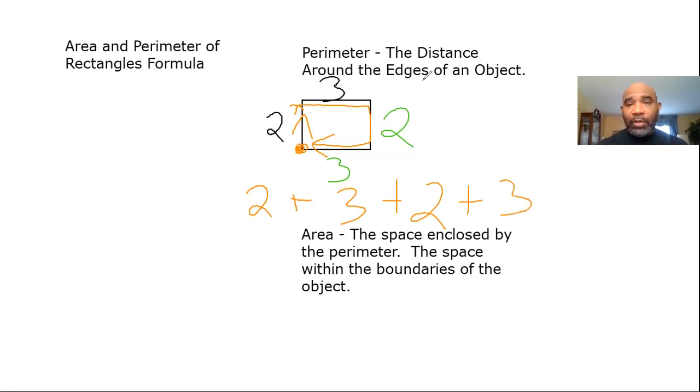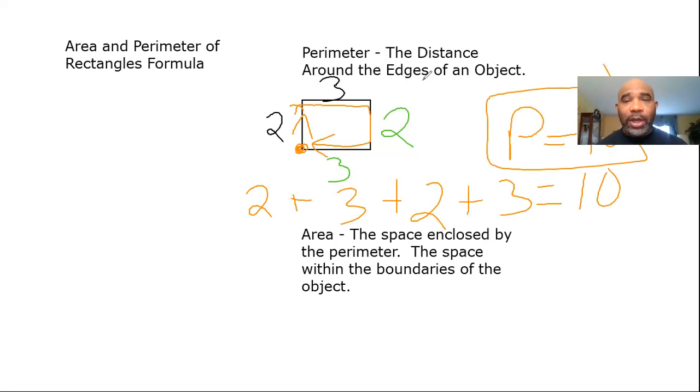So I now just add these up. 2 plus 3 is 5, plus 2 is 7, plus 3 is 10. My perimeter, which we just give the symbol P, is equal to 10. And remember, this is just a good habit. It's always good to put a box or circle around your answer to make it easy for you as well as your teacher to find that answer. So the perimeter of our rectangle is 10.